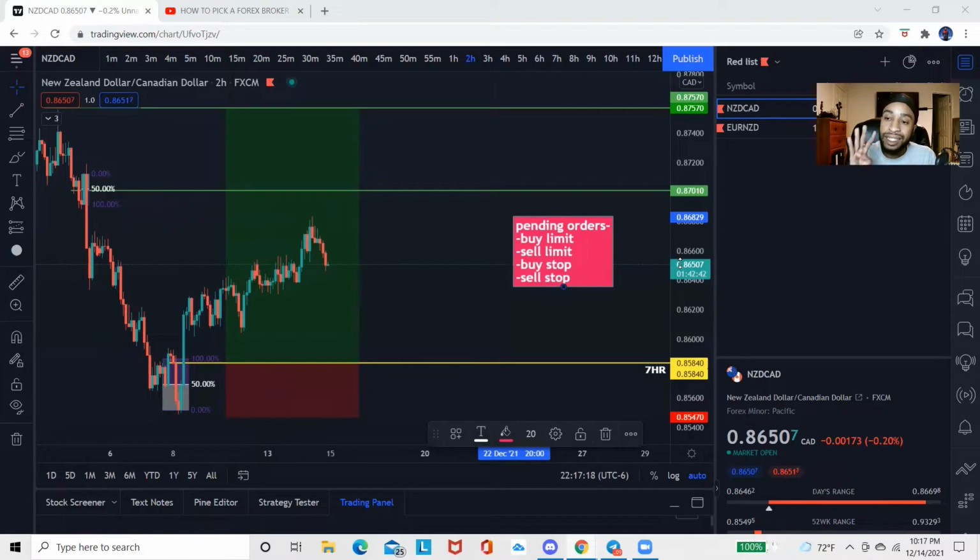So if you guys don't know, there are four specific types of pending orders in the Forex or leverage market, okay? That's going to be a buy limit, a sell limit, a buy stop, and a sell stop, okay? So buy limit and sell limit are similar. Obviously, buy means up, sell means down. Same concept for buy stop and sell stop. Buy means up, sell means down.